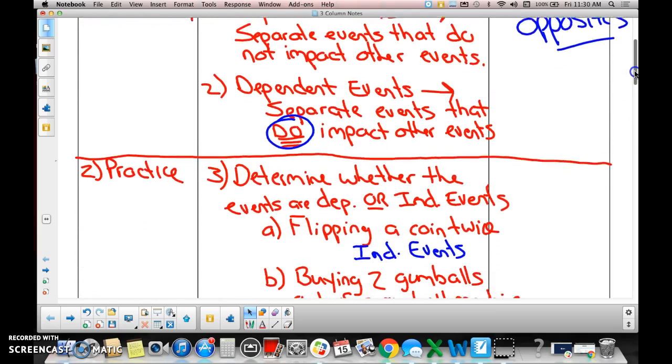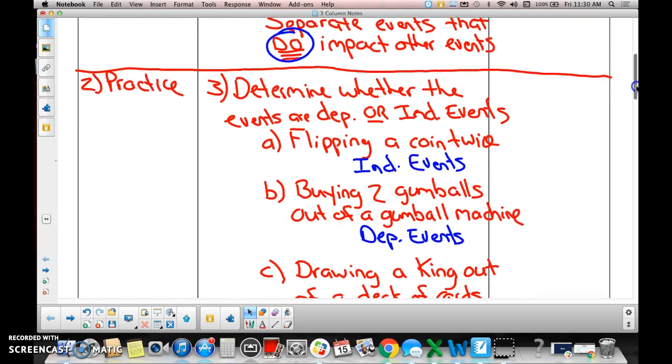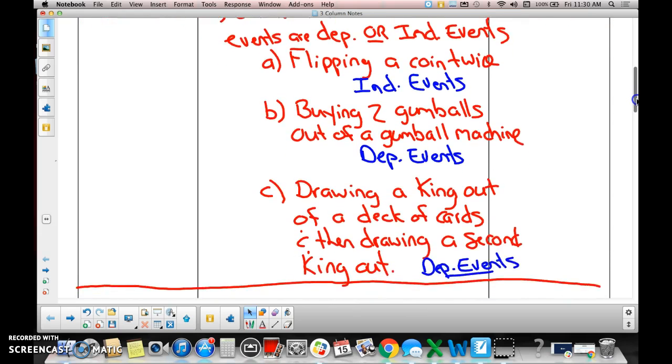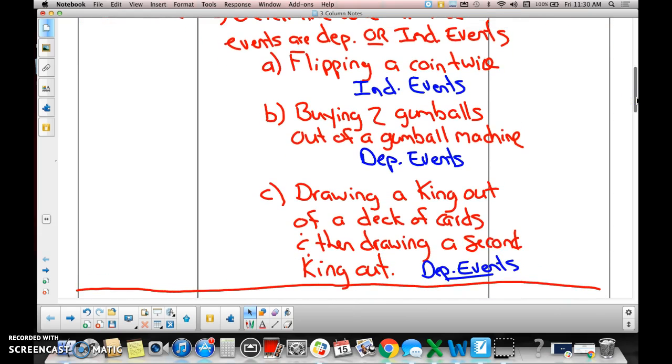We talked about flipping a coin, buying gumballs out of a gumball machine, and drawing a king out of a deck of cards. In the first event, we flipped a coin twice. Does flipping a coin twice have any impact on each other? No, it doesn't matter. When you flip a coin, you have a 50-50 chance of getting a head or a tail, right? If you flip it again, do you still have a 50-50 chance? No matter what happens on the first flip, you still have a 50-50.